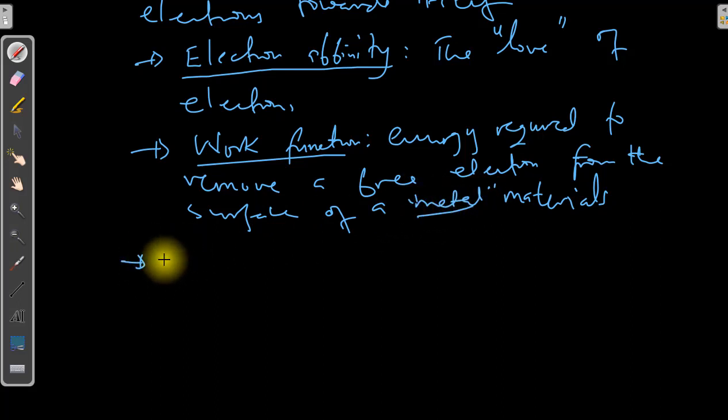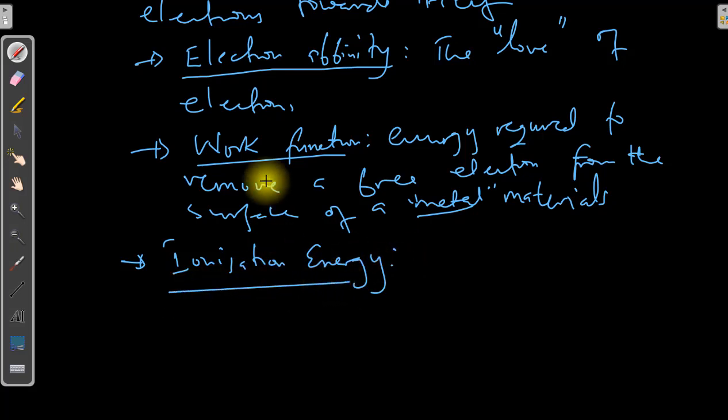Okay, lastly we have ionization energy. Basically ionization energy is very similar to work function, only that with ionization energy we are not taking free electrons, but we are taking the loosely bound electron from an atom. So with these two, work function and ionization energy, the smaller the work function or ionization energy, the easier it is for the material to lose electrons.